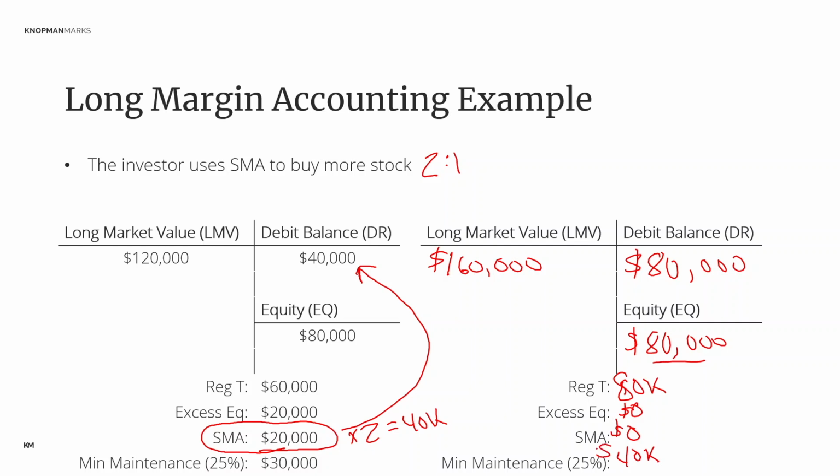That would be $40,000. So again, we used SMA. It has purchasing power of 2-to-1. So 20K of SMA allowed us to buy 40,000 in securities. That's why our long market value went up by 40. And our debit balance also went up by 40 because we bought 40,000 in securities using money that we borrowed.